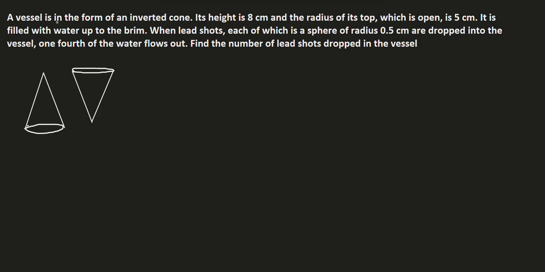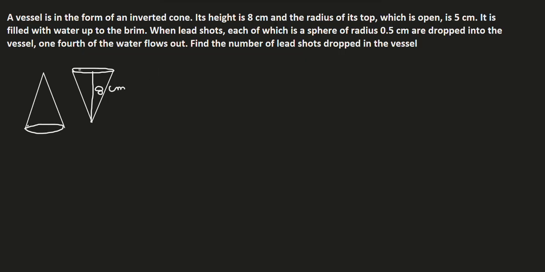A vessel is in the form of an inverted cone. This is the cone. This is the inverted cone. Its height is 8 centimeters. Height means this one, 8 centimeters.